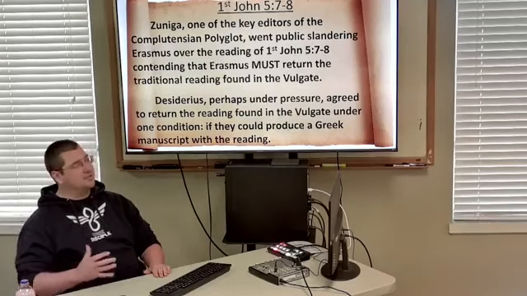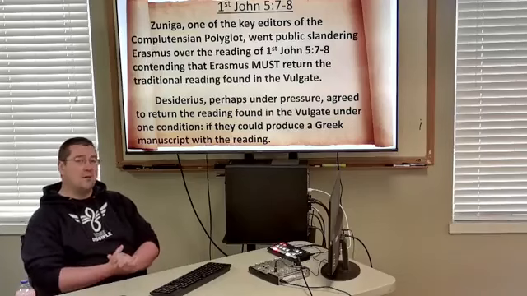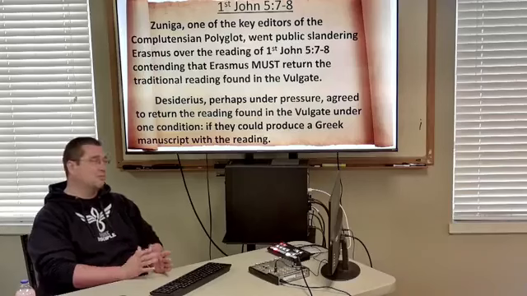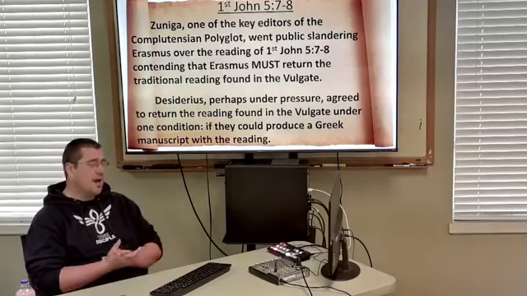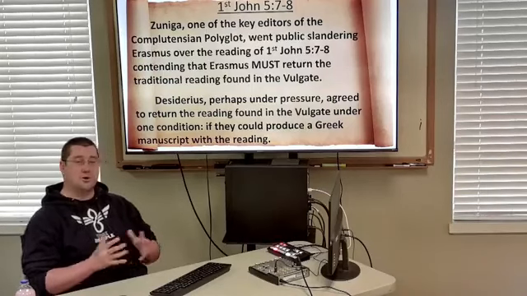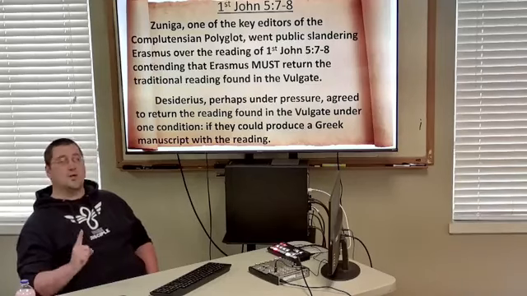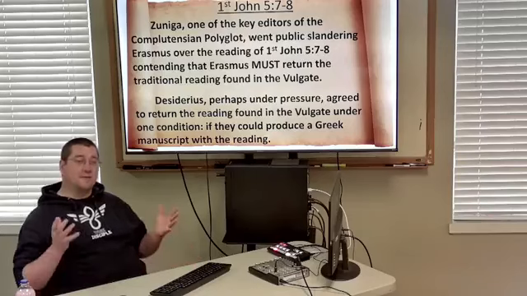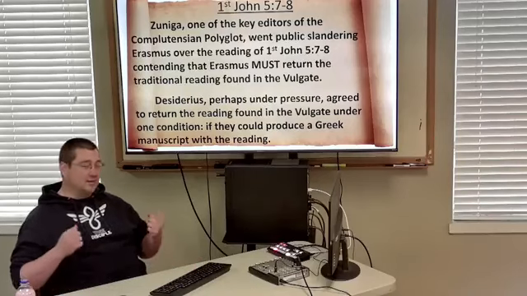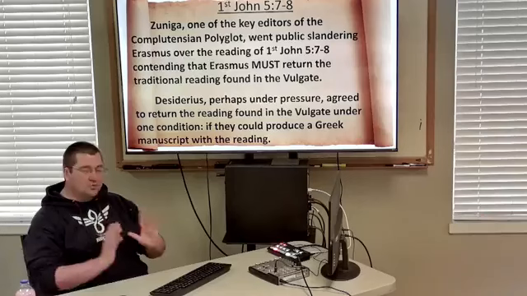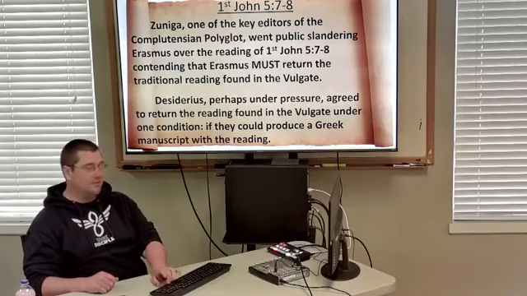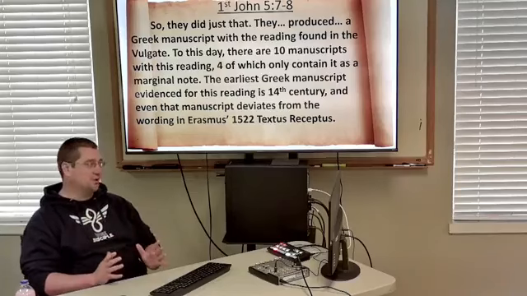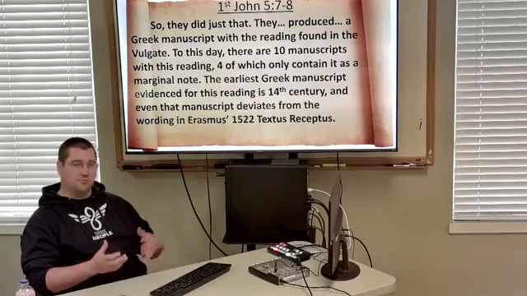Even the Vulgate faced these issues whenever it first came about, because it was, again, trying to push back against the tradition of the Septuagint. So Desiderius, perhaps under the pressure or whatever, agreed to return the reading found in the Vulgate under one condition: if they could produce a Greek manuscript with the reading. He says, produce a Greek manuscript and I'll put it in. So they did just that. They produced a Greek manuscript to order, with the reading that's found in the Vulgate.